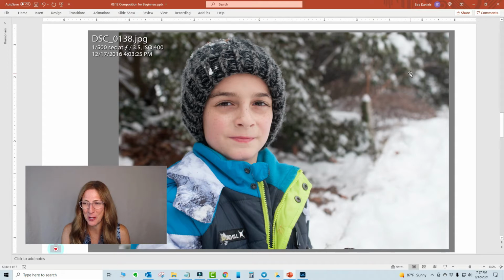And I just love Charlie's sweet little face and those rosy cheeks. It really, really is adorable. And I just love it.